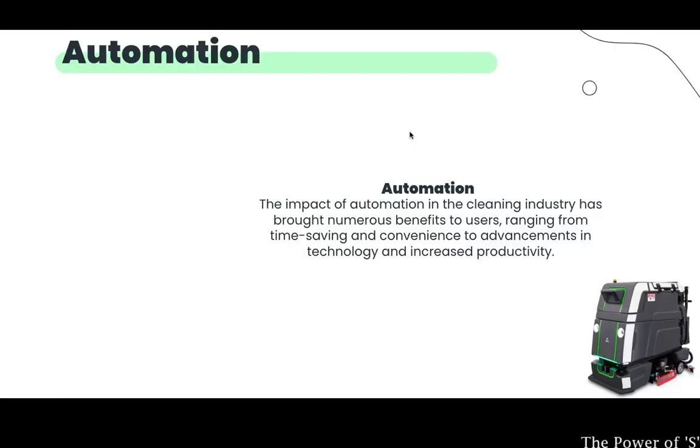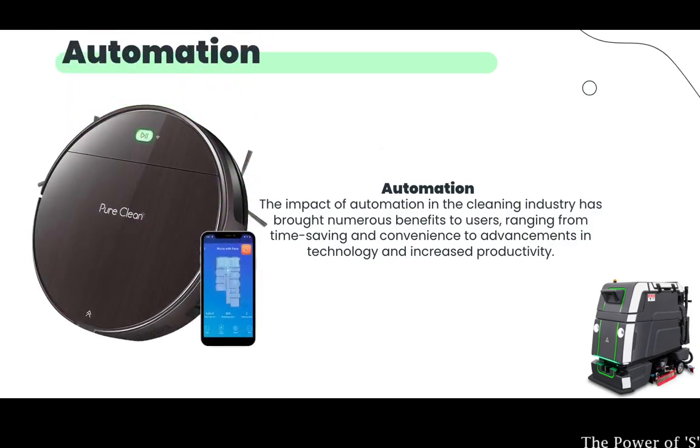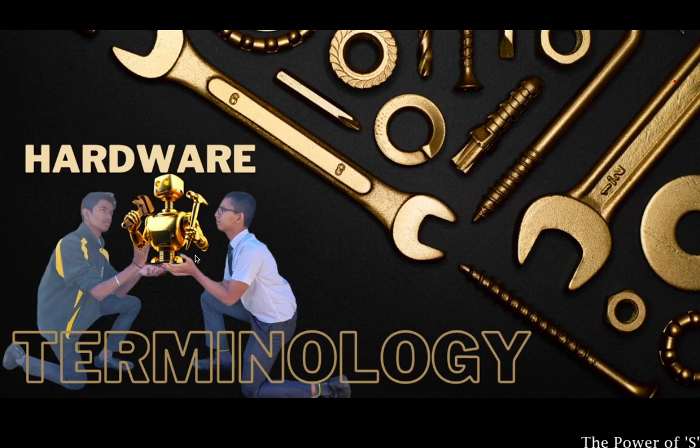Okay. Now, automation. The impact of automation in the cleaning industry has brought numerous benefits to the users, ranging from time saving, convenience, advancements, and increased technology and productivity. So this is another robot. But basically all iRobot kind of robots have an app that maps out the entire home, as you can see here. And with the click of a button, it can go to the room that you want it to. So that's pretty cool. Like, not pretty, very cool.